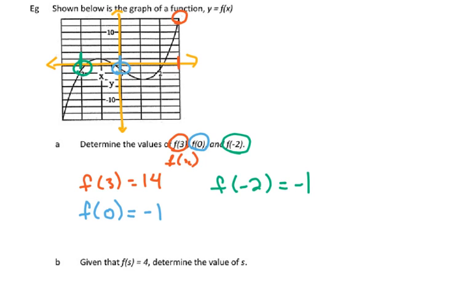Example B is slightly different. Now I'm not giving you what x is. I'm telling you it's f of s. s, x makes no difference. But I'm telling you that the height of the graph is 4.